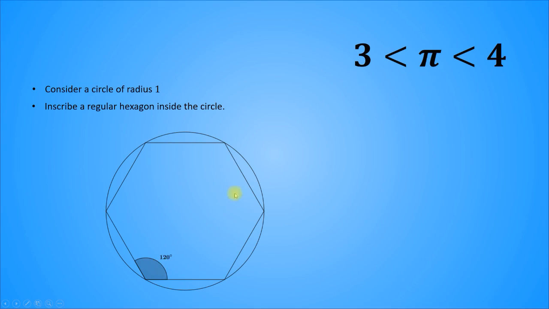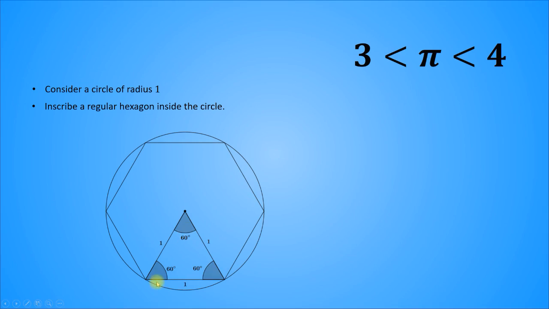And you'll notice that I took away this radius. That's because I'm going to draw in 2 more here and here. So this is a radius and this is a radius, so they both have length 1. And these radii cut that 120 degree angle exactly in half. So each of these angles is 60 degrees. And we know that there are 180 degrees total in a triangle. So that means that this guy has got to be 60 also.